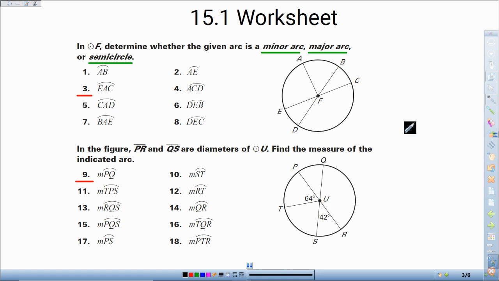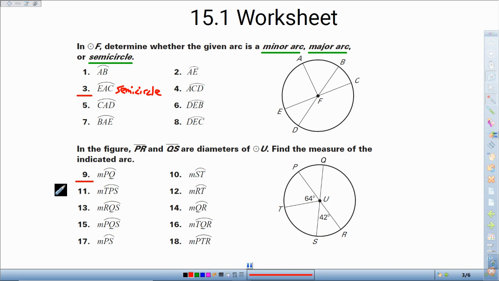Okay, so I'm going to take a look at number three here. Arc EAC is what they're asking us to find. So that arc starts at E, goes through A, all the way to C. And you guys can see, just by looking at it, this is an arc that goes from one end of a diameter to the other. This is a semicircle, right? Okay, so just go through there. Just take a look, and it'll be pretty obvious whether it's less than 180 or greater than 180 or equal.